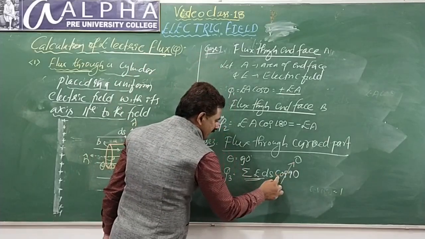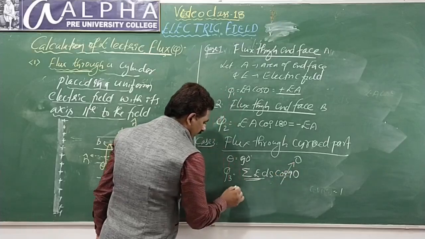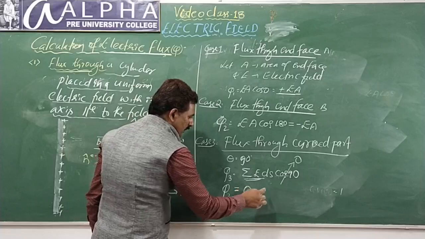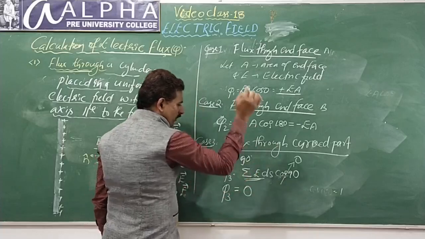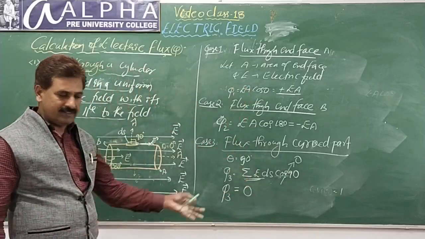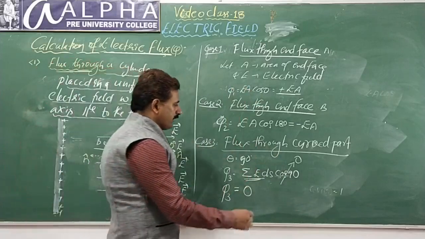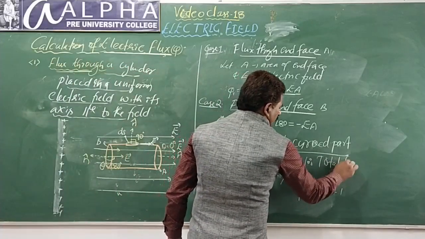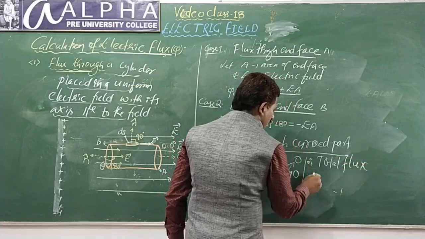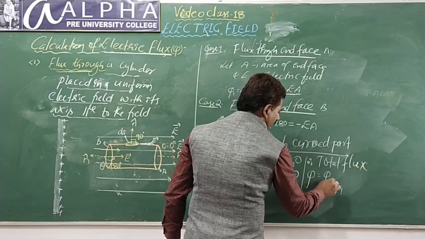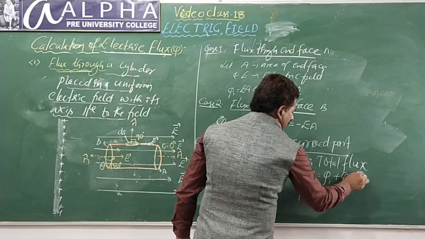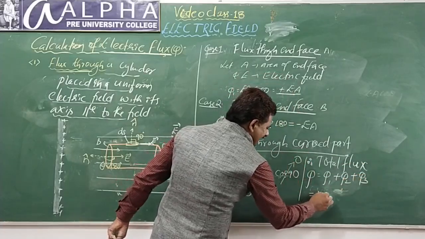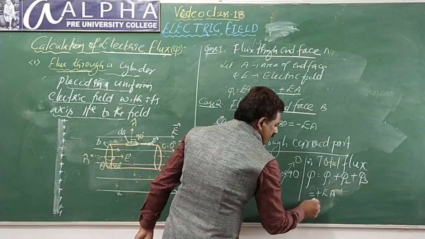This third term itself is 0. So if you multiply 0 with any quantity which is non-zero, total product will be 0. So E into dS into 0, 0 multiplied by anything is 0. Total value is 0. Therefore, what is total flux? As flux is a scalar quantity, phi equals phi 1 plus phi 2 plus phi 3. What is phi 1? See there, plus E into A. What is phi 2?